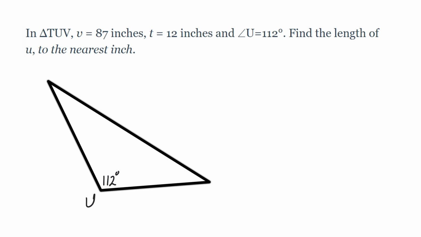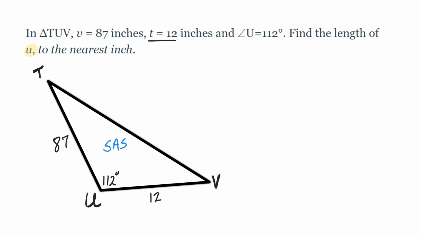So I'm thinking U would be this angle right here. That feels like about 112 degrees. And then what we have is side T, which is 12. I feel like this is the smaller side. So if that's side T, then that's angle T, which means the last one is V. And side V is 87. So as you can see, this falls into the side angle side category. So if we have side angle side, we have to use law of cosine. And we are looking for side U. That's the only thing we could solve for at the moment.